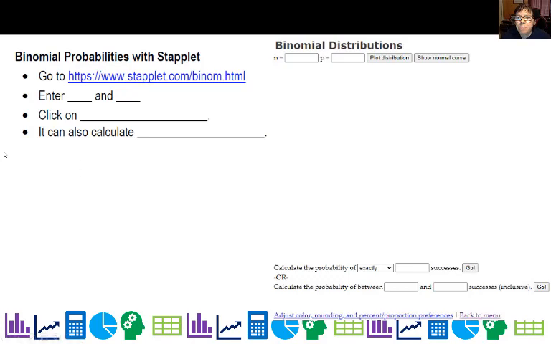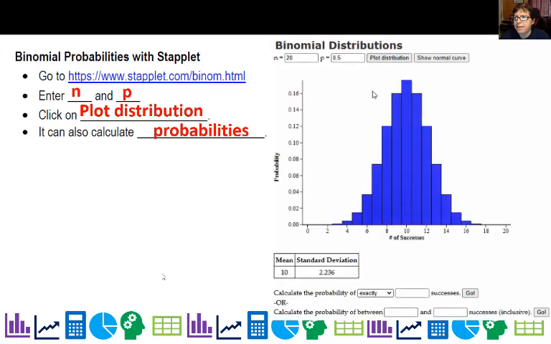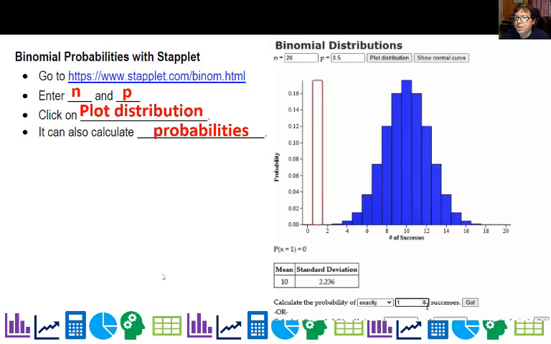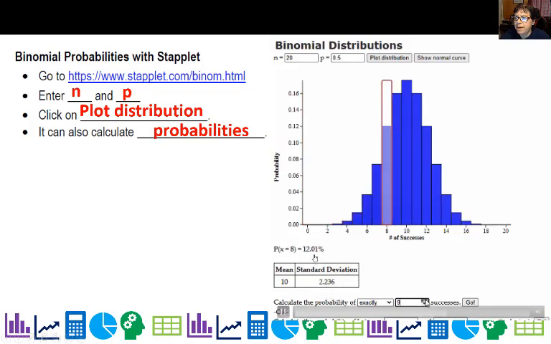If you're doing Staplet, first of all, enter N and P into the binomial distribution part up here, and I'll show you that in a sec. Then you click on Plot Distribution, and it can also calculate probabilities. So I'll show you how to go through that. Here we're putting in 50, it was 20, and we're doing 0.5. So it's the same distribution we had in the GeoGebra example. And here's a cool thing. You can actually click through, and it will show the probability for each of the values right there.